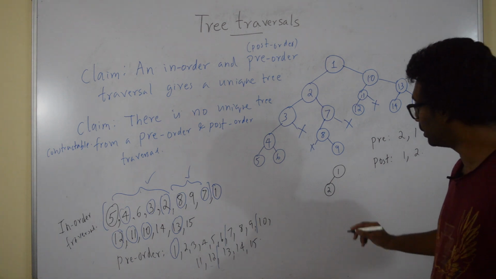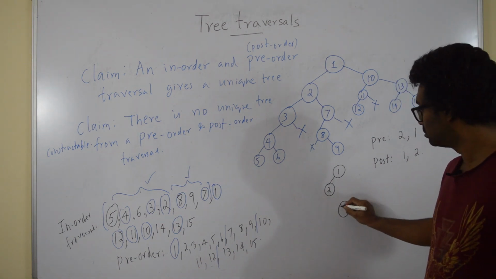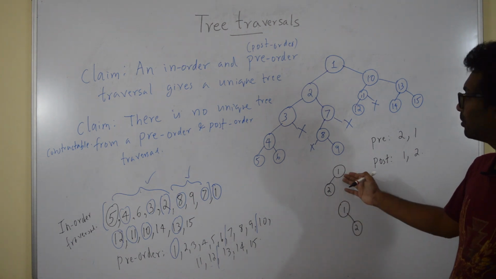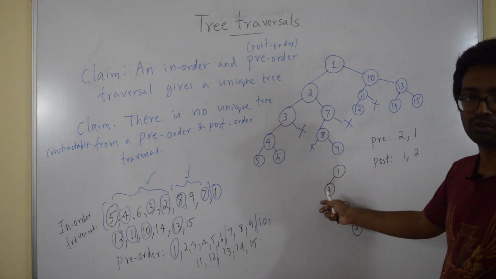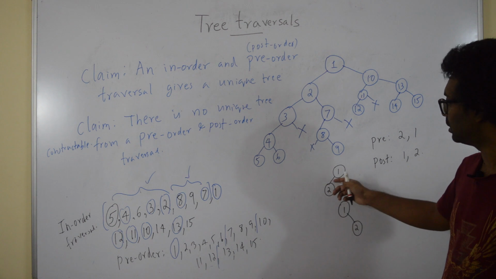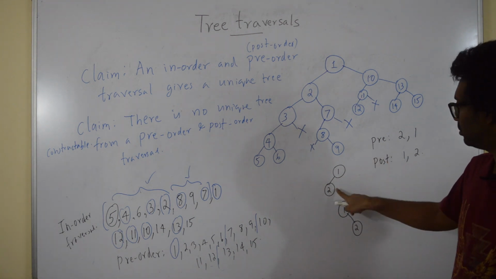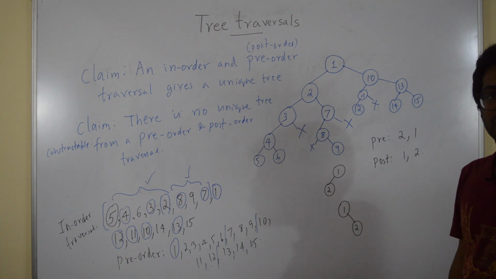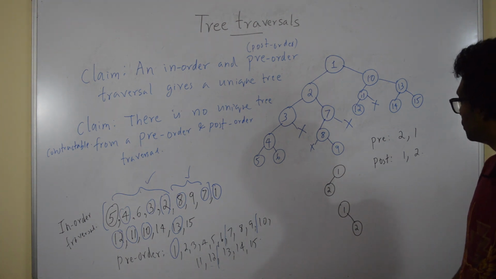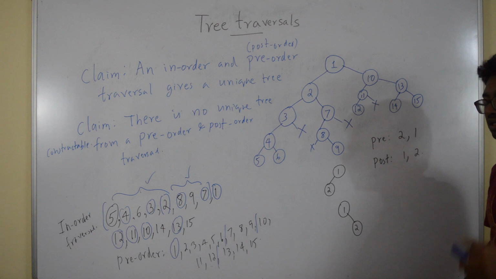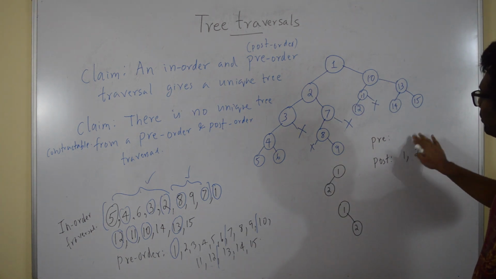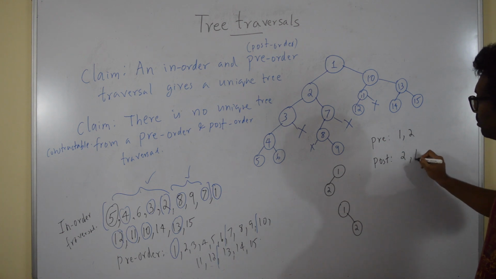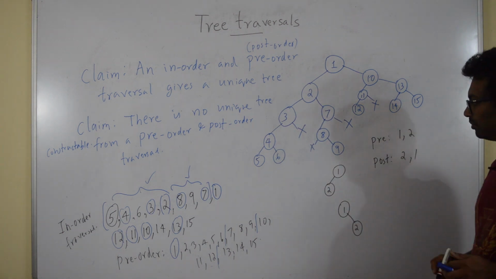Yeah, so this is one tree. And what about this tree? The pre-order traversal of this tree, 2 was printed first and then 1 was printed, right? And the post-order traversal of this tree printed 1 and then printed 2. Sorry, it's the other way. Sorry, the pre-order traversal printed 1 and then printed 2, and the post-order traversal printed 2 and then 1. Sorry for the confusion.